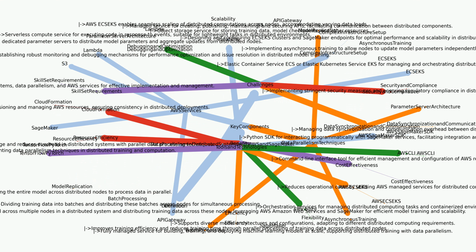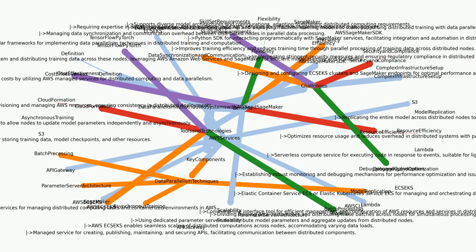Parameter server architecture: using dedicated parameter servers to distribute model parameters and aggregate updates from distributed nodes. Asynchronous training: implementing asynchronous training to allow nodes to update model parameters independently and asynchronously.